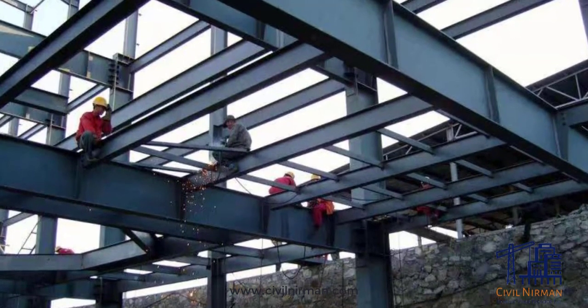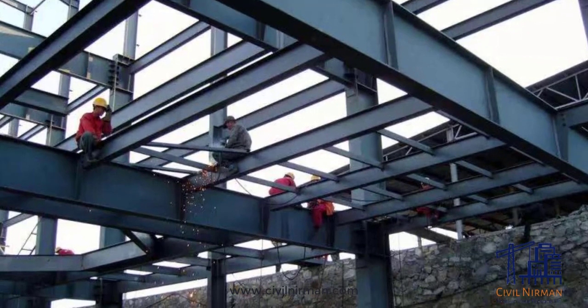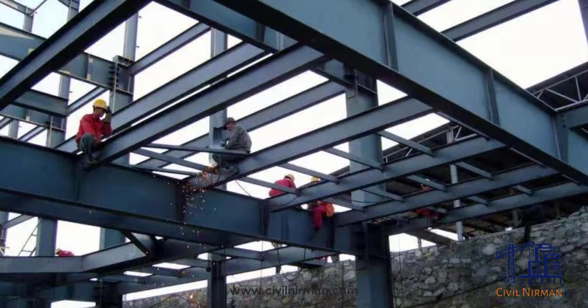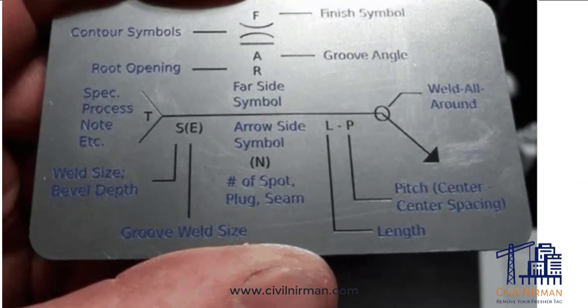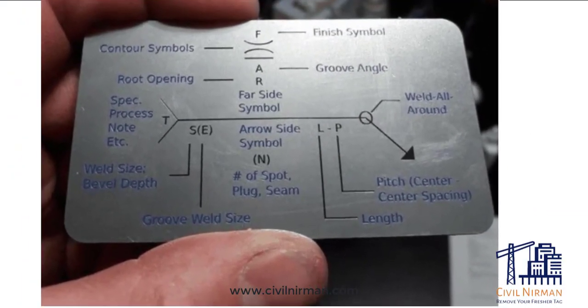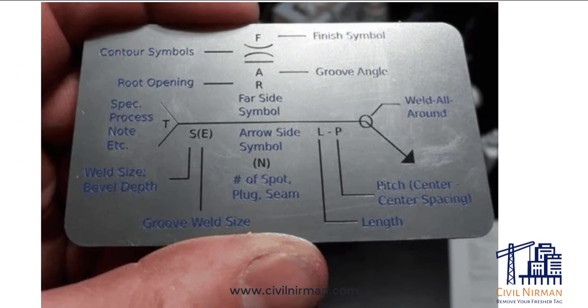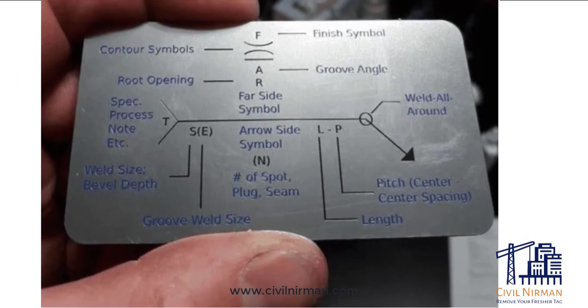Mismatched expectations, wasted time and increased cost can result from misinterpretations of the welding requirements. That's where welding symbols come in. They provide clear and concise instructions on how each weld should be executed.